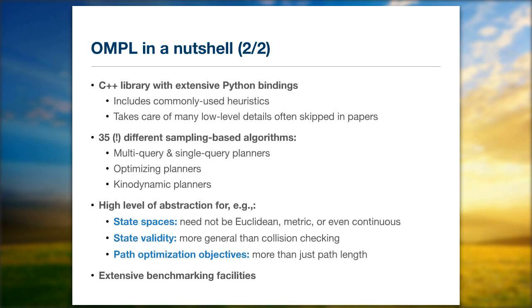We try to provide very high levels of abstraction for things like state spaces; we don't assume that they're Euclidean, metric, or even continuous. State validity is more general than just collision checking. You can have very complex constraints of what it means for a robot state to be valid. We've also tried to generalize this notion of path optimization. It doesn't necessarily mean path length. And finally, we have built-in extensive benchmark facilities, and I'll come back to that later on.